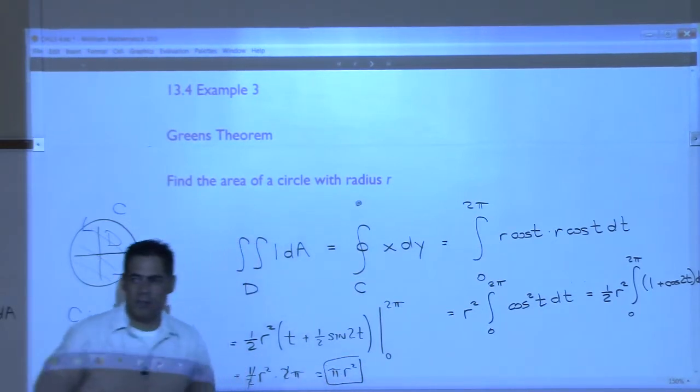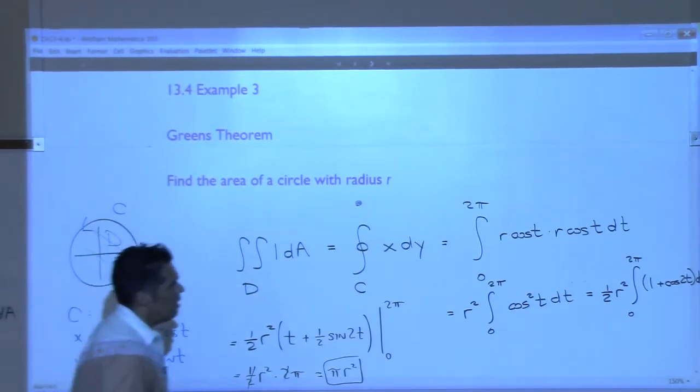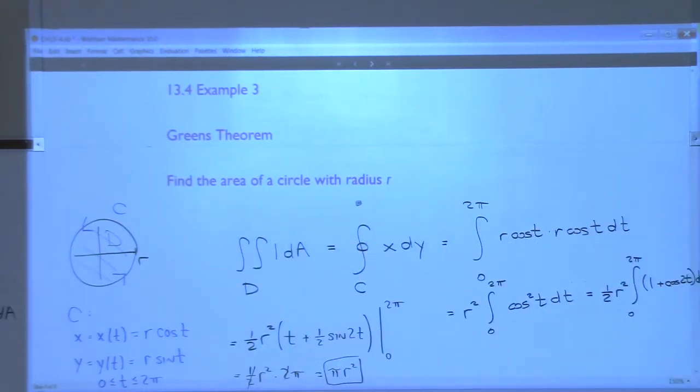So not a coincidence. That is one illustration of how you can transform a double integral where you're trying to get area into a line integral around the edge. Yes? So could you use the other equation? This one right here? Yep, and you get the same answer.